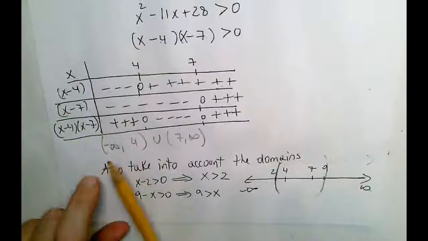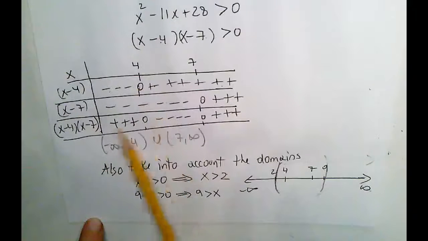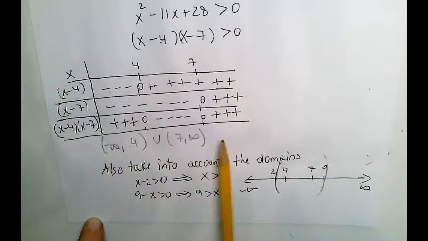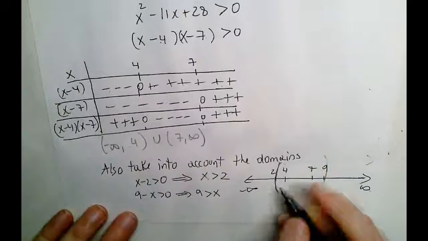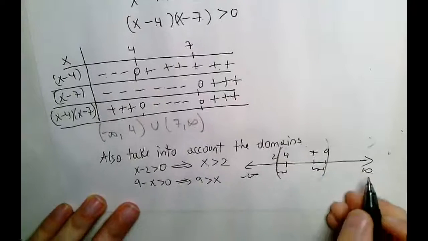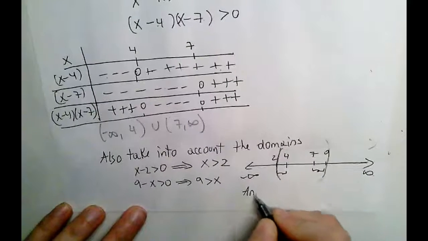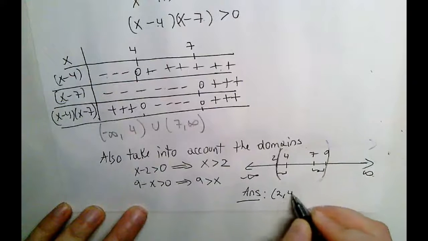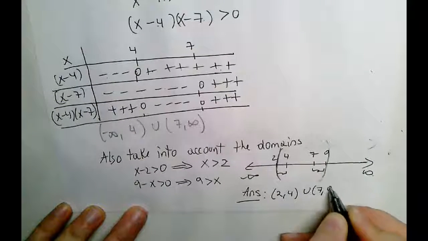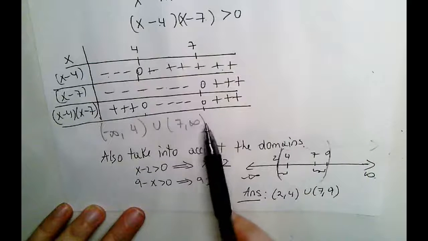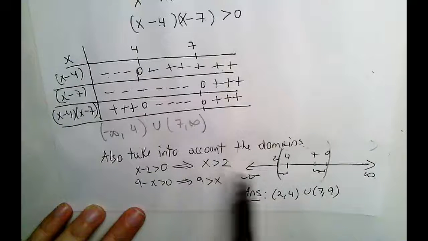And then from our inequality in here, we got that x has to be less than 4 or greater than 7. So less than 4 is going to be this, and greater than 7 is going to be that. So the final answer for this logarithm inequality is going to be 2 to 4 union 7 to 9. So we're looking where the domains and the solution to our inequalities intersect.